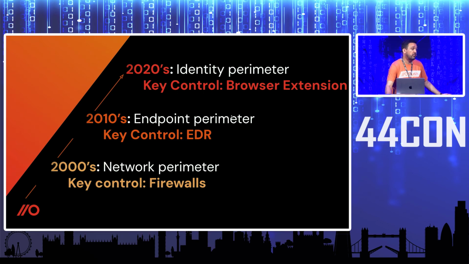Okay, so I just want to revisit this slide from before. I'm looking at things in eras: network perimeter, endpoint perimeter, identity perimeter. There's more than one control that's existed in these points, but if I look back and ask what the primary thing is, firewalls and network segmentation were the key things from the network perimeter age. EDR was the key control for the endpoint perimeter age, and I think now in the identity perimeter age, browser extensions are going to be the most important component.